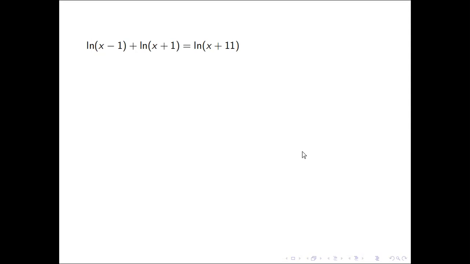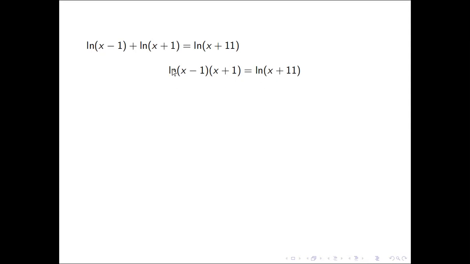Now, the right-hand side is okay. There's one logarithm there only. But the left-hand side has two logarithms. Let's convert it into a single logarithm, and that's by an application of the properties. This is plus, so we can combine them under one logarithm by multiplying the two factors here. So, multiplied, now a single logarithm: ln of x minus 1 times x plus 1 equals ln of x plus 11.